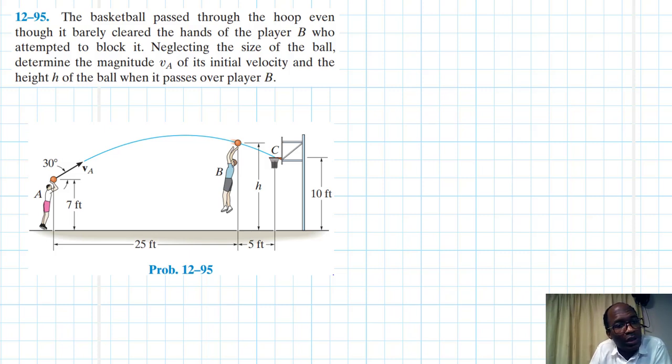The problem reads: the basketball passed through the hoop even though it barely cleared the hands of player B who attempted to block it. Neglecting the size of the ball, determine the magnitude VA of its initial velocity and the height h of the ball when it passes over player B. This problem is from Engineering Mechanics: Dynamics, 14th edition, by R.C. Hibbeler.